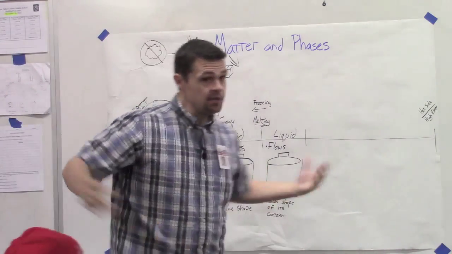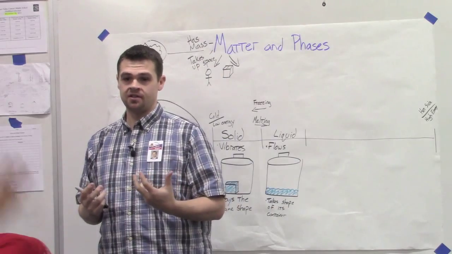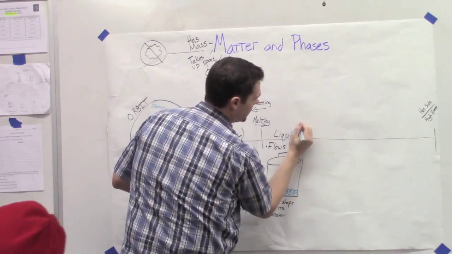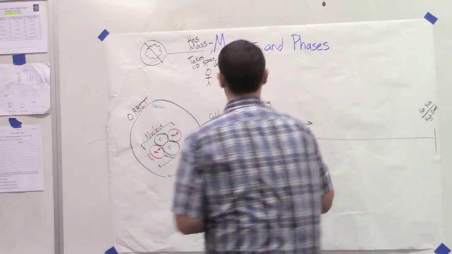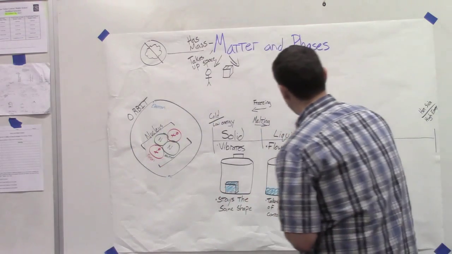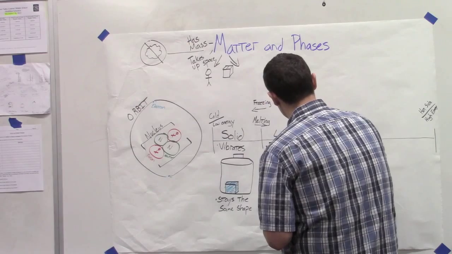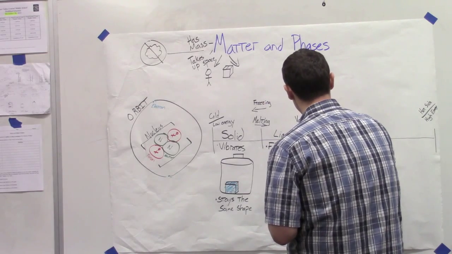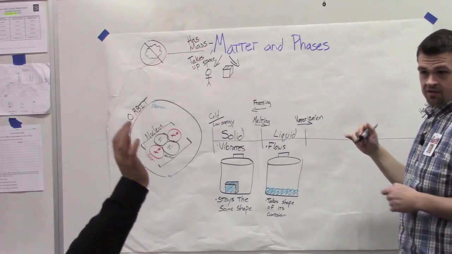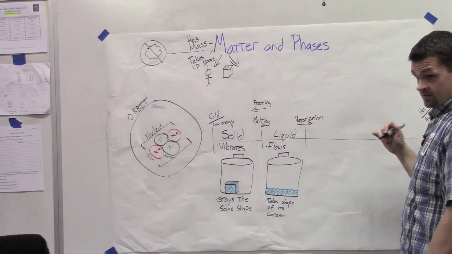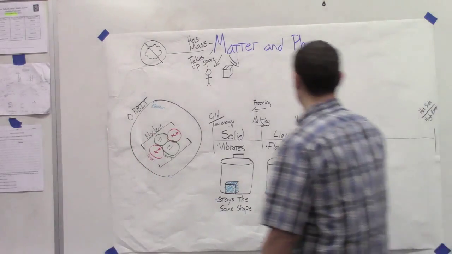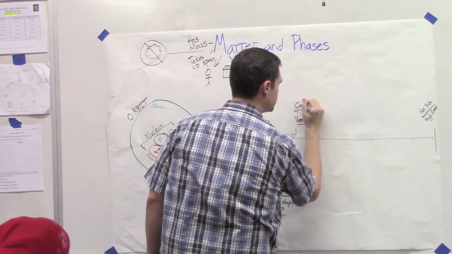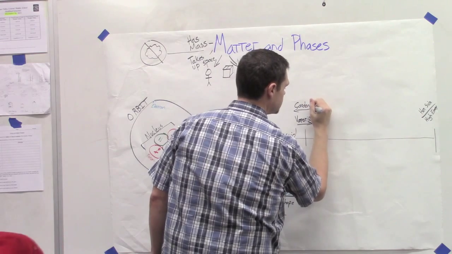Now, if the liquid gains energy, what happens? It turns into a gas. And we call that what? Vaporization or evaporation. Let's go with vaporization. And what happens when a gas goes to a liquid? It's called condensation. Condensation, yeah, good.